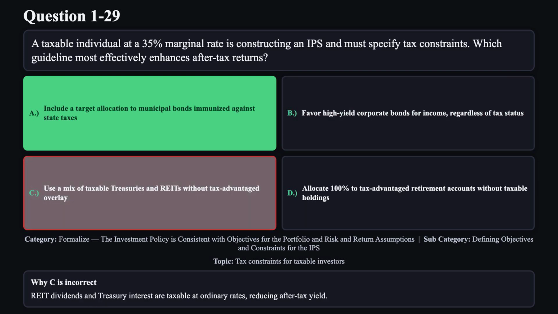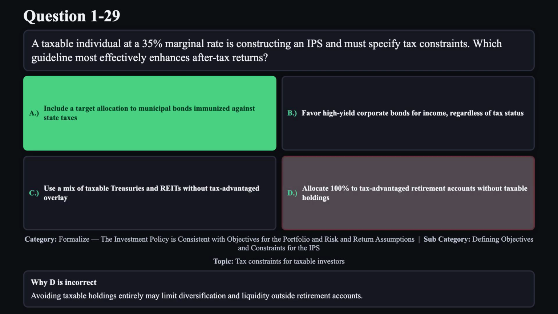Reason C is not correct. REIT dividends and treasury interest are taxable at ordinary rates, reducing after-tax yield. Reason D is not correct. Avoiding taxable holdings entirely may limit diversification and liquidity outside retirement accounts.